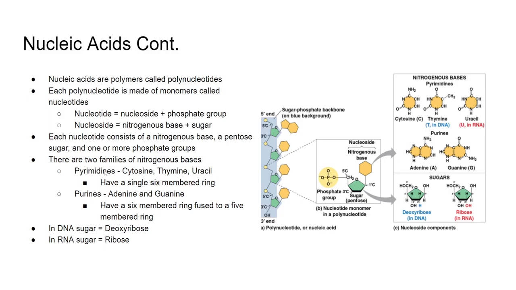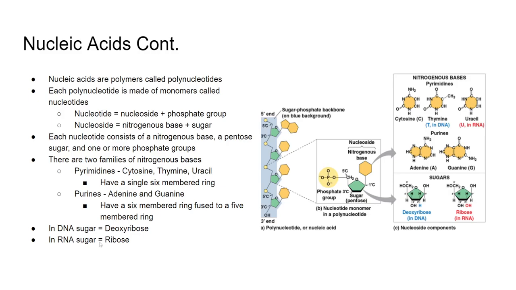We have pyrimidines, which are cytosine, thymine, and uracil, because they have a single 6-membered ring. So they have essentially a 6-member ring right here. We have 1, 2, 3, 4, 5, 6. And then purines, on the other hand, which are just adenine and guanine, have a 6-member ring fused to a 5-member ring.